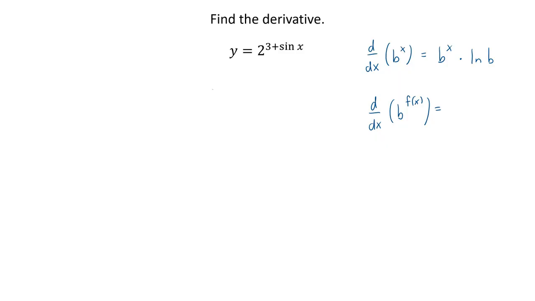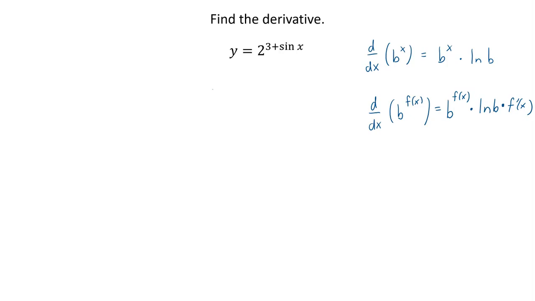Whereas the derivative of b to the x contains a factor of b to the x, b raised to the f of x will contain a factor of b to the f of x. And that'll still be multiplied by the ln of b, and that's multiplied by f prime of x, where f prime of x is just the derivative of the exponent. Now this is an easy way to remember how to find the derivatives of these types of expressions. But really what this is, is an employment of the chain rule.